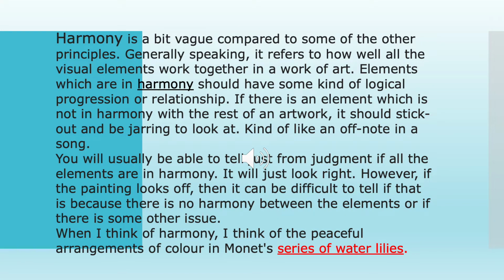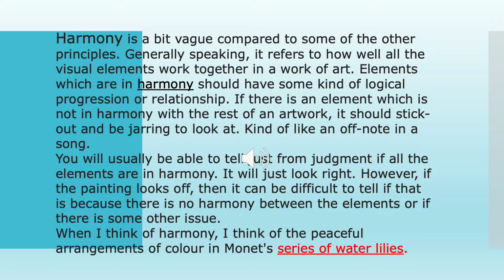Harmony is a bit vague compared to some of the other principles. Generally speaking, it refers to how well all the visual elements work together in a work of art. Elements which are in harmony should have some kind of logical progression or relationship. If there is an element which is not in harmony with the rest of an artwork, it should stick out and be jarring to look at, kind of like an off note in a song.